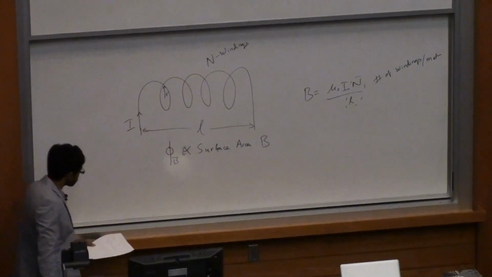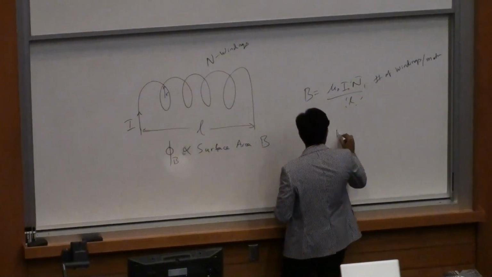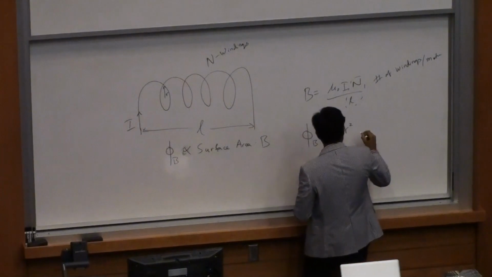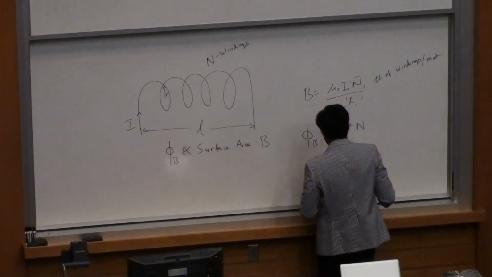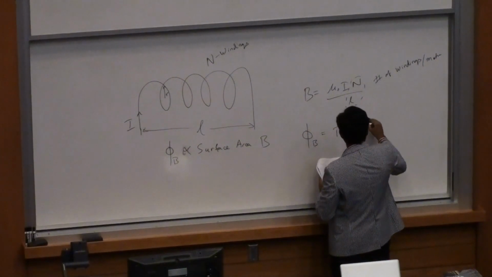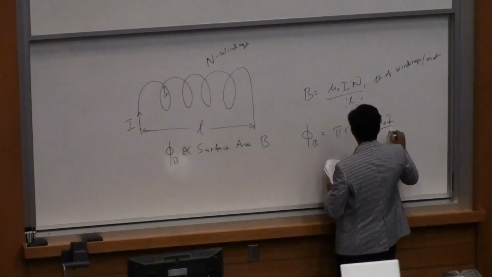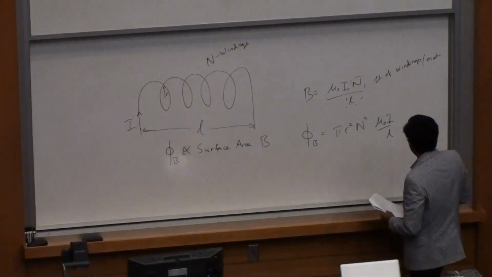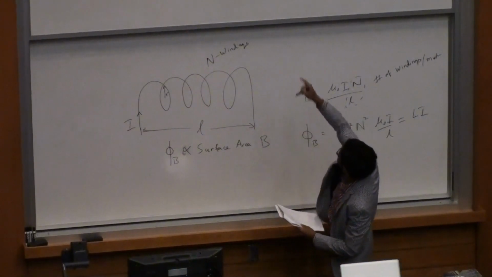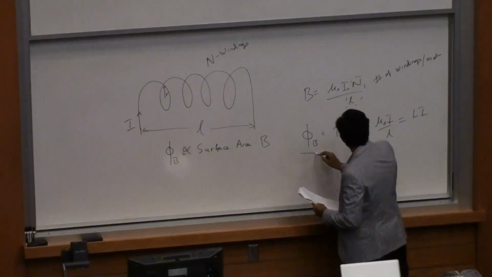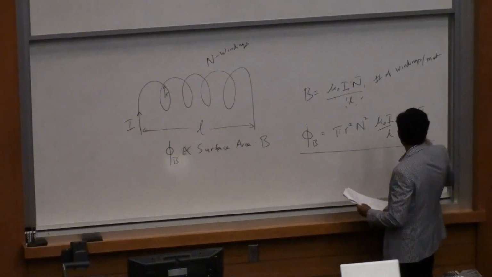That simplifies our lives. So from this, we can say that the magnetic flux here is equal to pi r squared, the surface area of one loop, times the number of windings, N, and of course it's going to be N squared mu naught I over L. And this is going to be equal to L I, as we said up there. So this is my magnetic flux, which equals L I. And this is the definition for self-inductance, L.